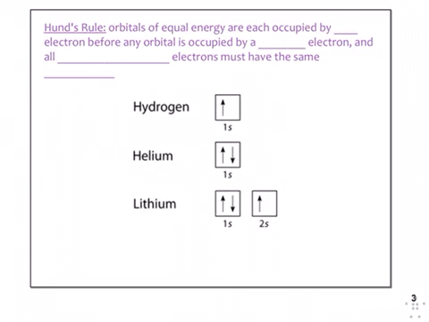Next rule is Hund's rule, and it says orbitals of equal energy are each occupied by 1 electron before any orbital is occupied by its second electron. And all unpaired electrons must have the same spin.